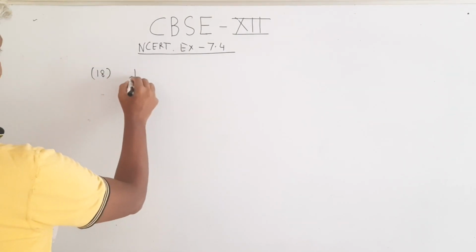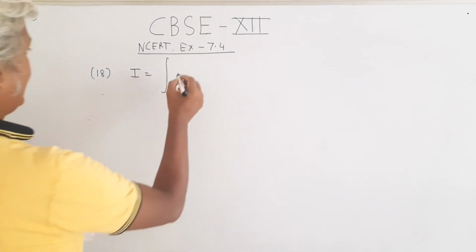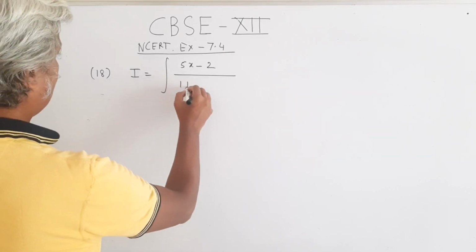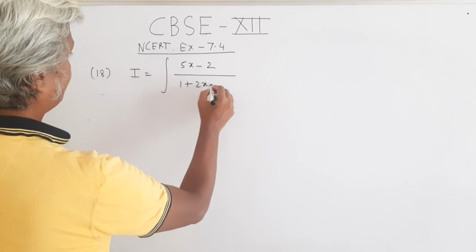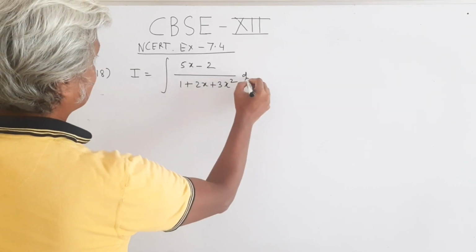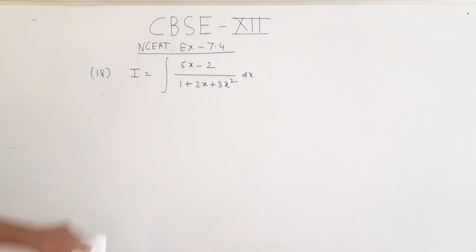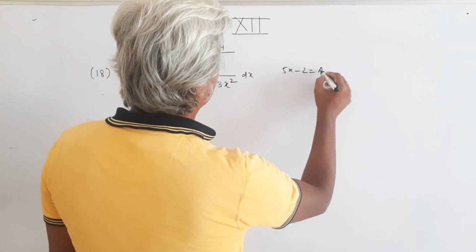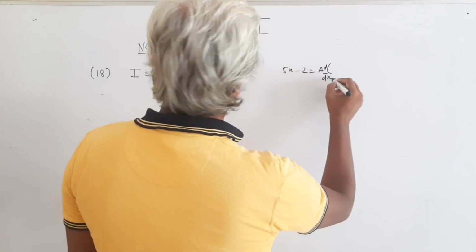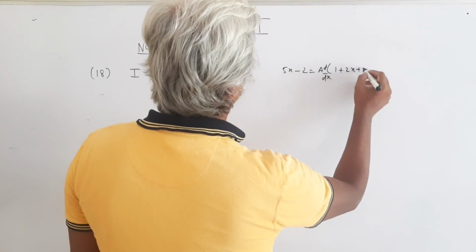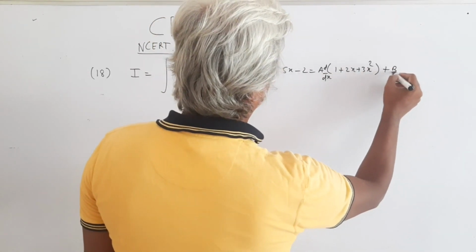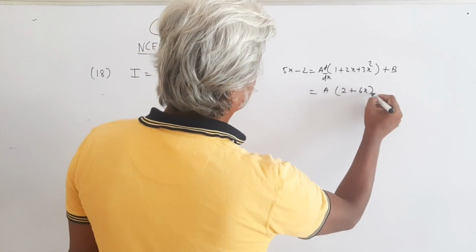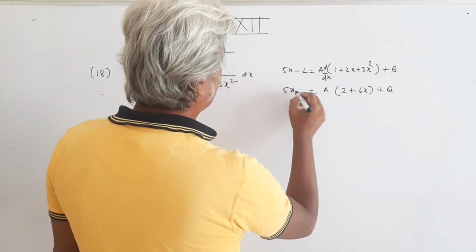Now question number 18, find the integral of 5x minus 2 over 1 plus 2x plus 3x squared dx. Now this one is again the form of linear over quadratic denominator. We'll assume the same method, that is numerator 5x minus 2 is a times differentiation of denominator, that is a times (1 plus 2x plus 3x square) differentiated, plus b.